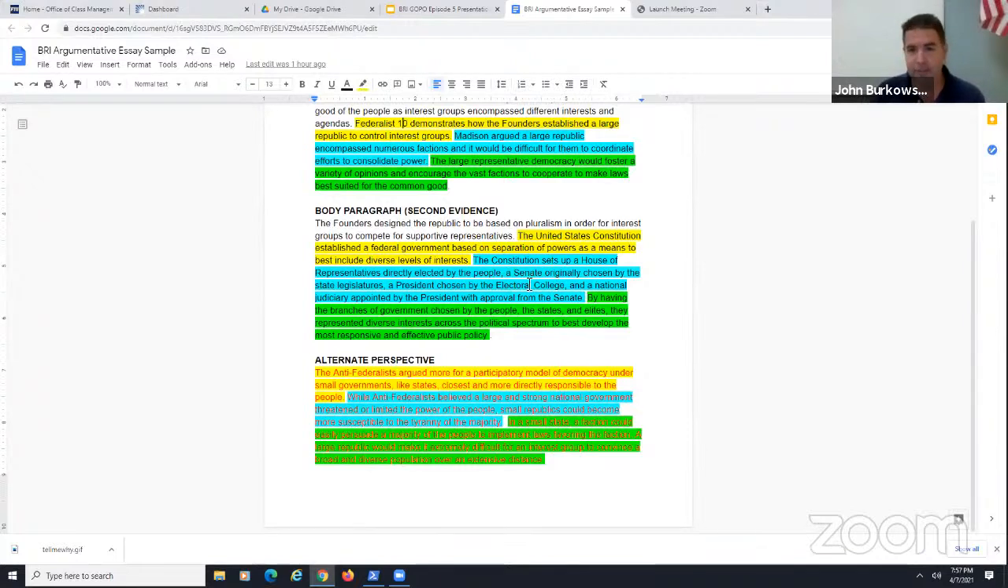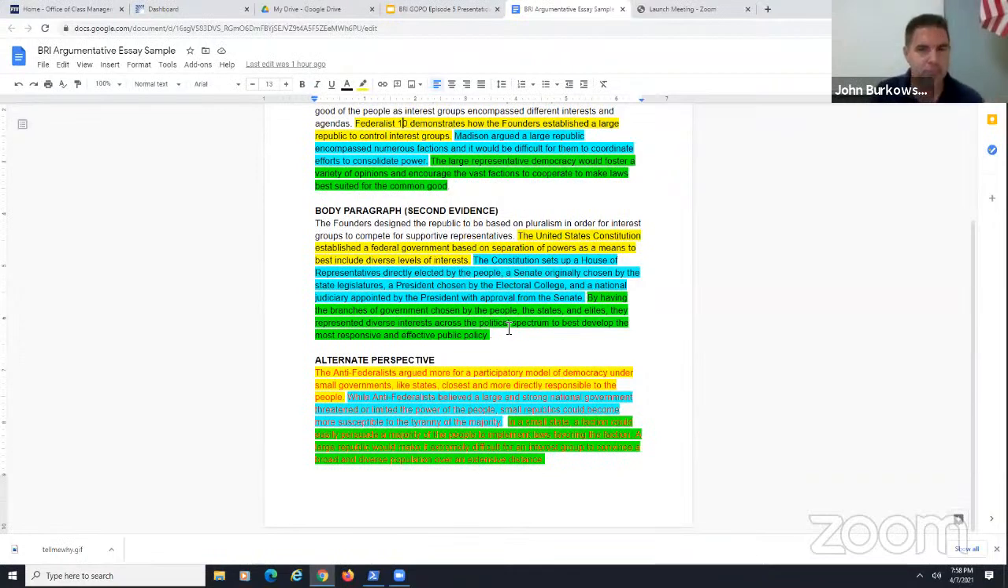But this is true, and a lot of this is specific. So it's like, well, why is this important? By having the branches of government chosen by the people, the states, and elites, they represent diverse interests across the political spectrum to best develop the most responsive and effective public policy.